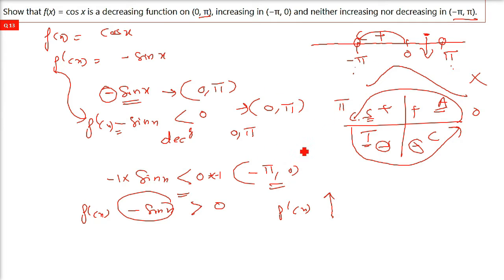And what about the third part, which I answered previously? That is in the negative pi to pi whole interval. Sometimes it is increasing, sometimes it is decreasing. And that clearly shows that it is neither increasing nor decreasing.